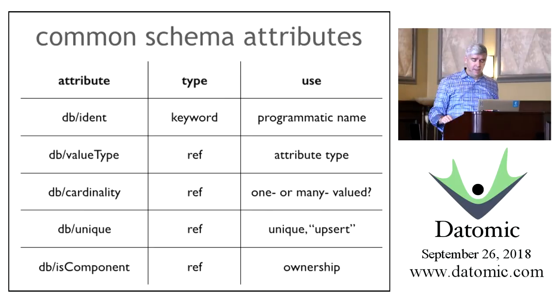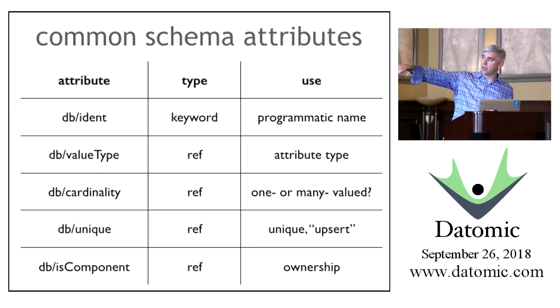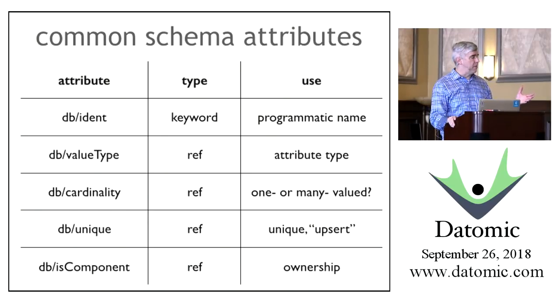You can specify that an attribute is unique. When you say something is unique, you're saying that only one entity in the system can have this attribute. And you can specify that an attribute is a component, which means that the thing is being owned. So an order has a line item, a person has an arm, those kinds of things. And that is going to be a performance hint to Datomic in various places.